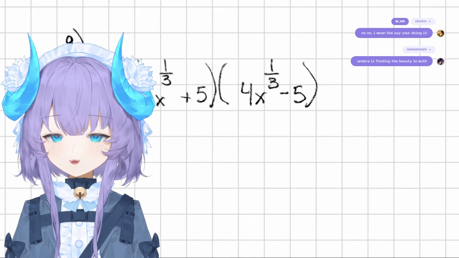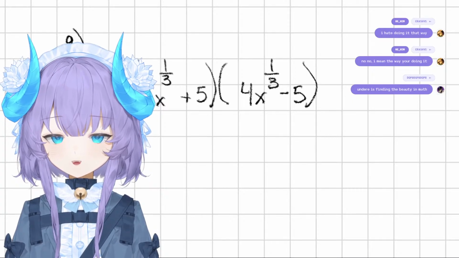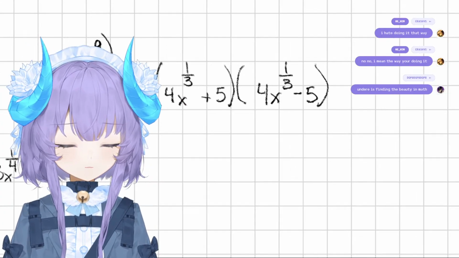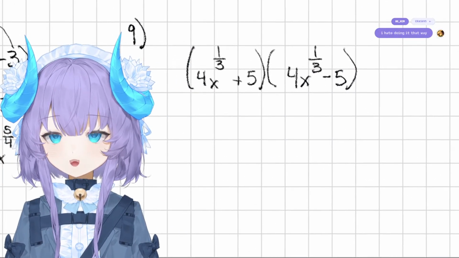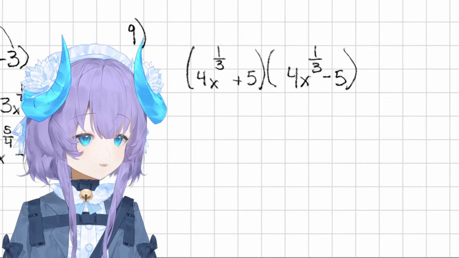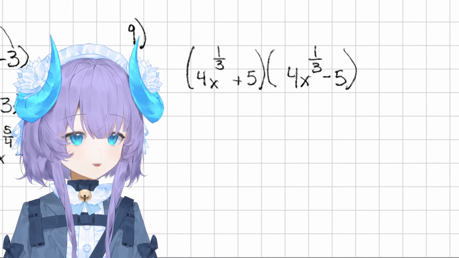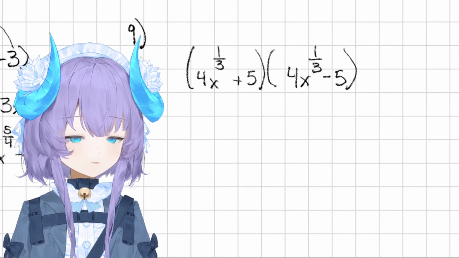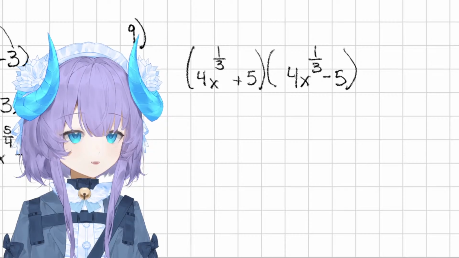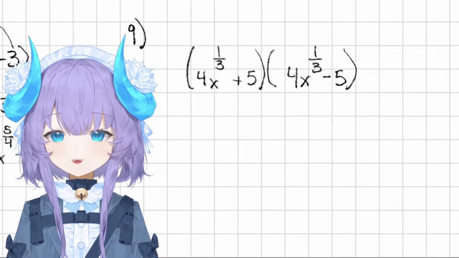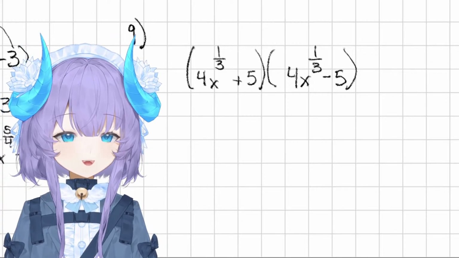Understanding the beauty in math. No, I mean, the way you're doing it. I hate doing it that way. Fair enough, but I'm an amateur at this, remember? So I gotta do it very baby steps. Think of it as binomials and FOIL! Oh, don't you guys just love the FOIL?